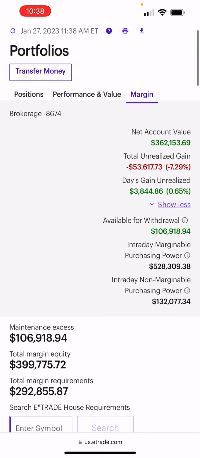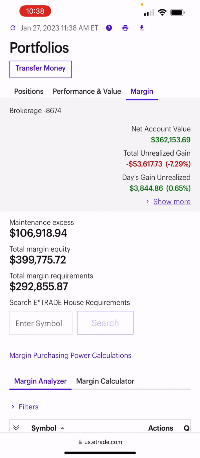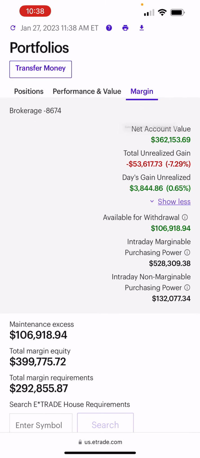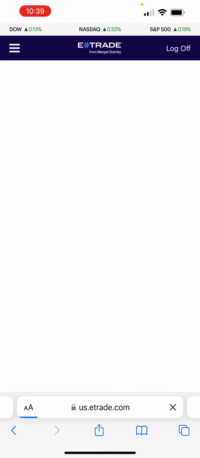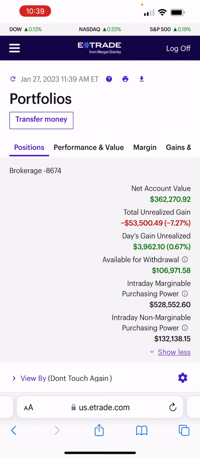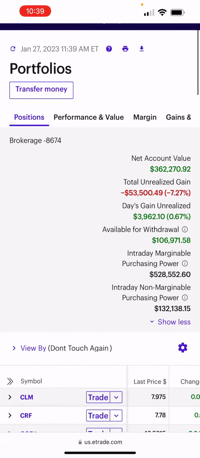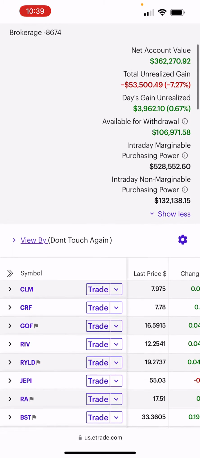So margin, again, when you put in $1, you get 4. So if you see my account value here, I have 360,000 roughly in value. But look down here, my margin power is 500 and something thousand, 528,000, okay? Why is it not times 4? Let's just say an even number, let's say my account is 300,000, not 362,000. 300,000 times 4, I should have 1.2 million. 3 times 4, 1.2 million of buying power.